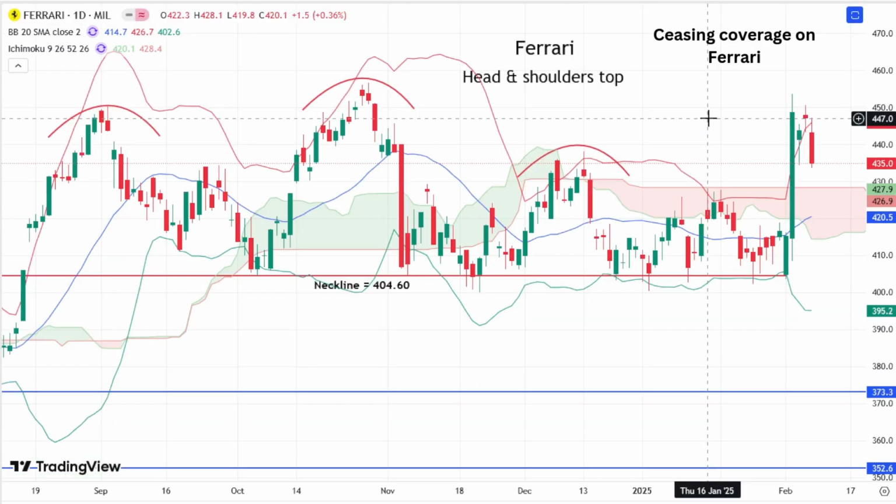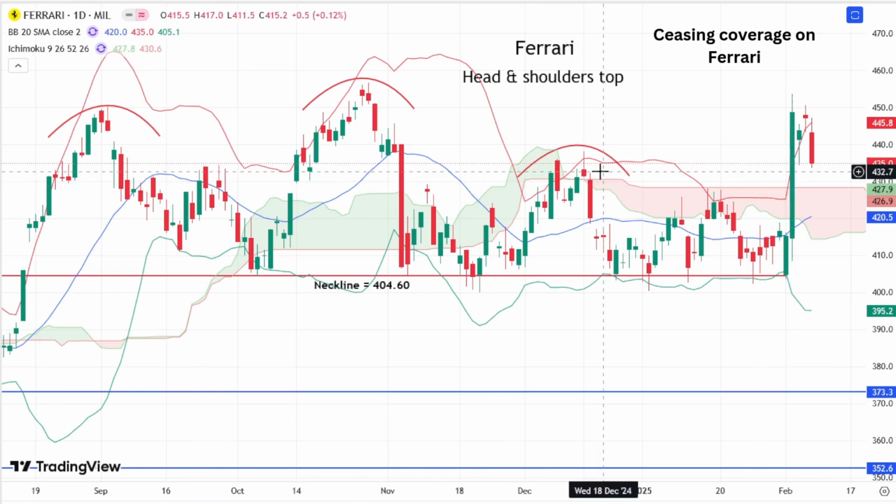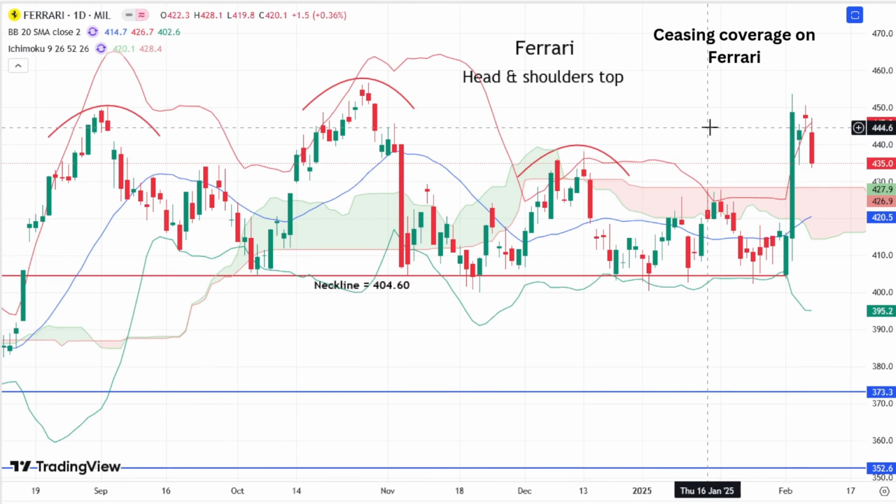Ferrari did not complete its head and shoulders top, and the rally over here on the 4th of February invalidated this bearish pattern. I will also cease coverage on Ferrari going forward.